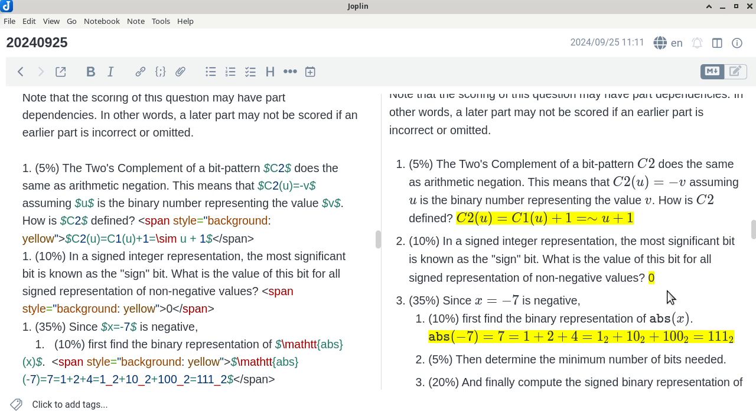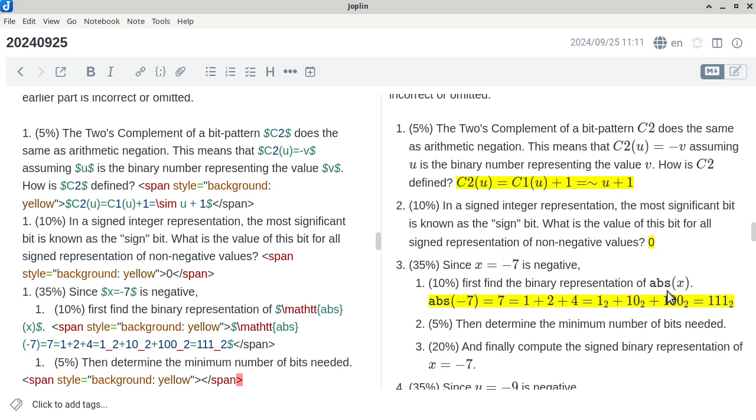So number two, the next question is to determine the number of bits that are needed. Now, the important part here is we are relying on signed representation. The value based on signed interpretation of 111 is not negative 7. Yep. For 3.1, would it be sufficient to just put 111 and that would give full credit? You have to show the steps. Yep, you have to show at least one step here. At least show that this is 1 plus 10 plus 100.